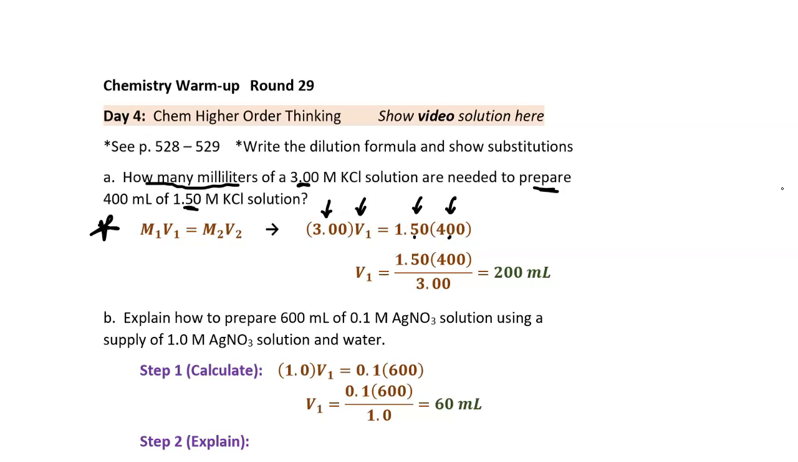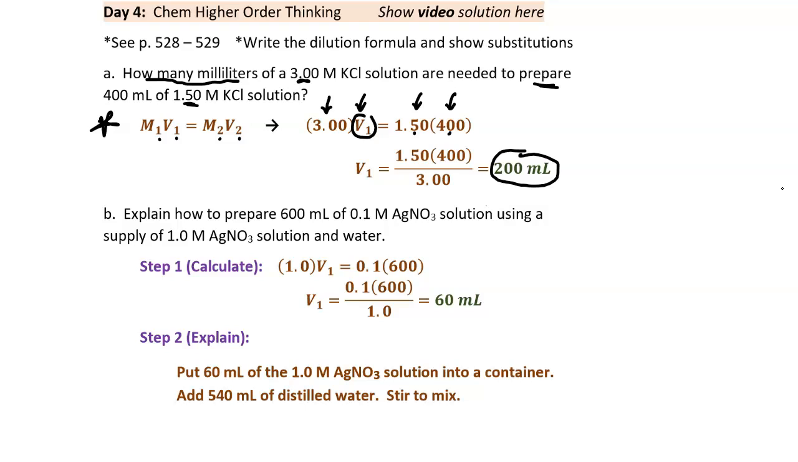So these are the numbers used for the subscripts with the 2's. The original solution, what we're creating it from, are the numbers that involve the subscript, the 1's. So we have this equation, and our unknown is volume number 1. To get this alone, it's probably evident you would divide by the 3.00. And the final answer is 200 milliliters.